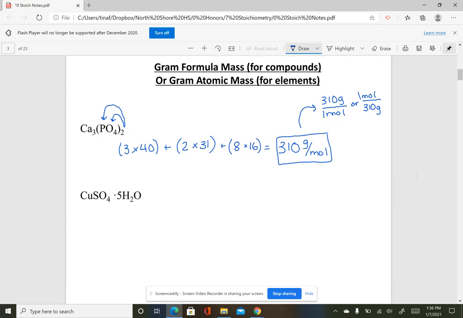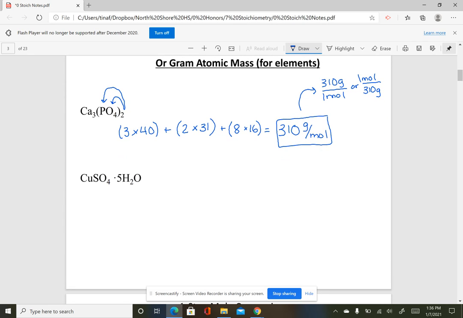All right. So this type of compound, this is something we haven't seen before. This is called a hydrate. And when you guys think about the word hydrate, you probably think of water. If you're staying hydrated, you're drinking water. That's kind of what it means here. It means water is bonded to the molecule.